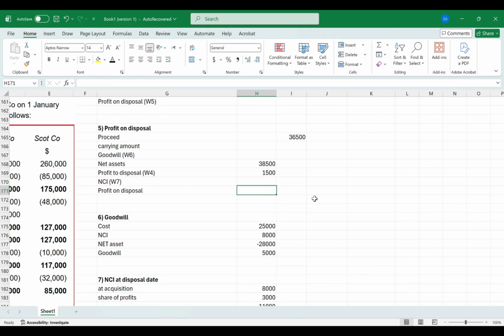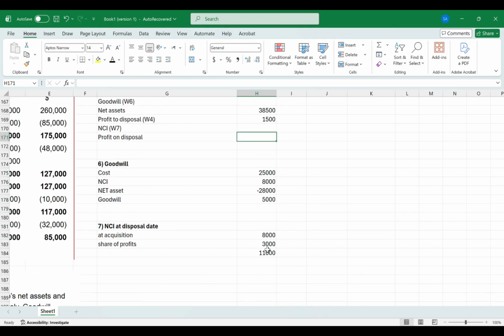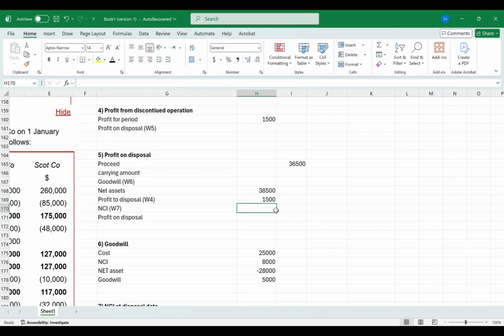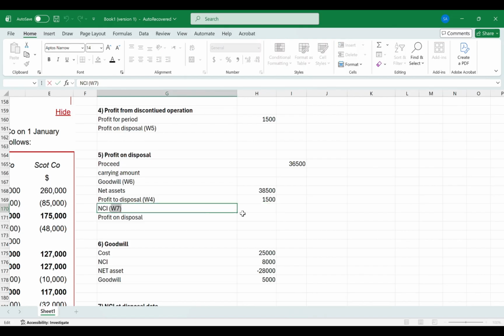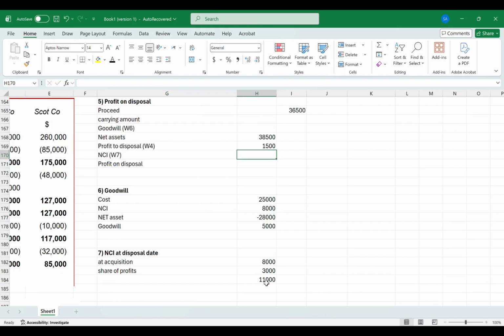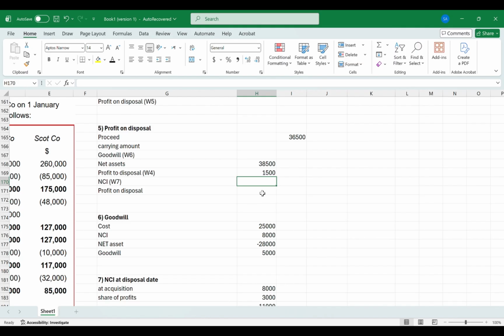This I will get from here. Working number 5, by the way, I have not finished, because once I finished my working 7, I did not refer back to my working number 5. This is useful. Why? Because I've labeled here clearly which working I am referring to. This is where referencing helps you. So always make sure that you correctly label which working you are referring to. So here NCI is 11,000, right? So you should be showing it as minus 11,000.